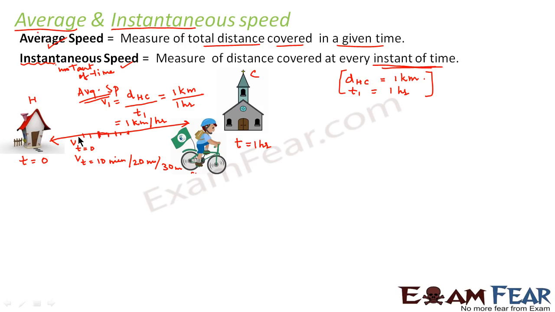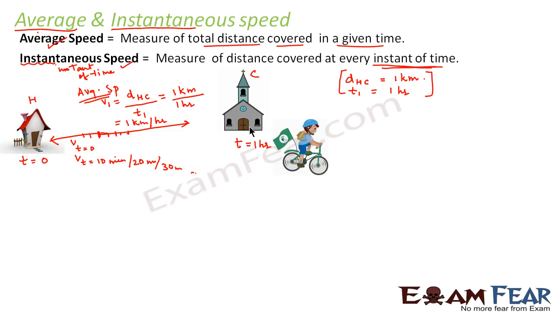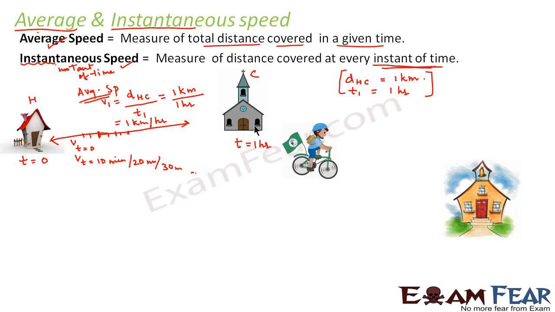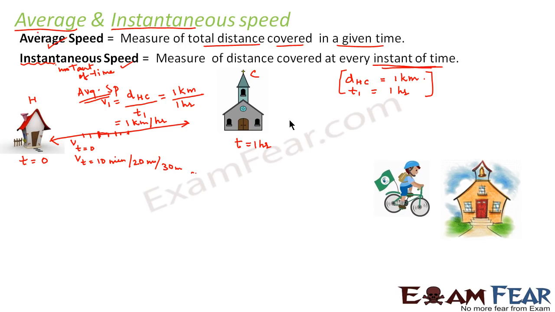So let's go ahead. Now let us suppose that Ronnie first starts from his home and reaches the church at this point. Now from the church, he again goes to school, and this is his school. Let us suppose that the distance between the church and the school is equal to 2 kilometers, and Ronnie takes 2 hours to cover this 2 kilometers. That means he takes 2 hours to go from church to school.